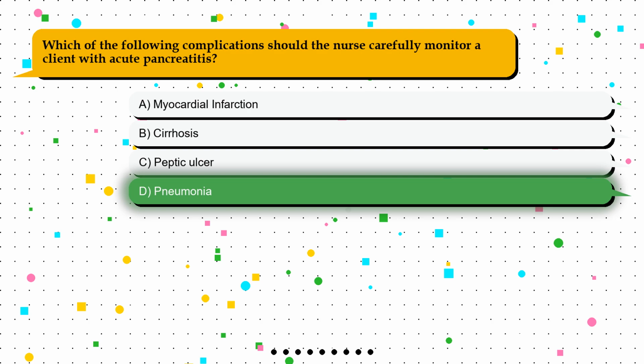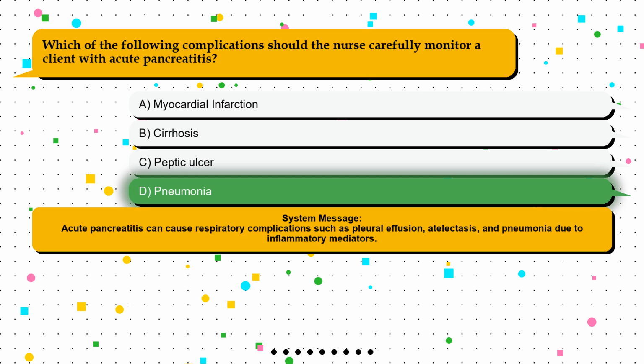The correct answer is option D. Pneumonia. Acute pancreatitis can cause respiratory complications such as pleural effusion, atelectasis, and pneumonia due to inflammatory mediators.